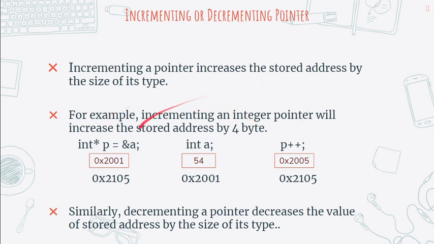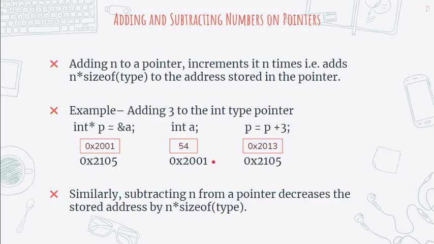So what is the meaning of incrementing a pointer? Currently it is pointing to the base address of A, which is at 2001. If I increment this pointer, p plus plus, that means p equals p plus 1. It will move 4 steps ahead, and it will now be pointing to location 2005. Hope you got the point. Similarly, we can decrement a pointer.